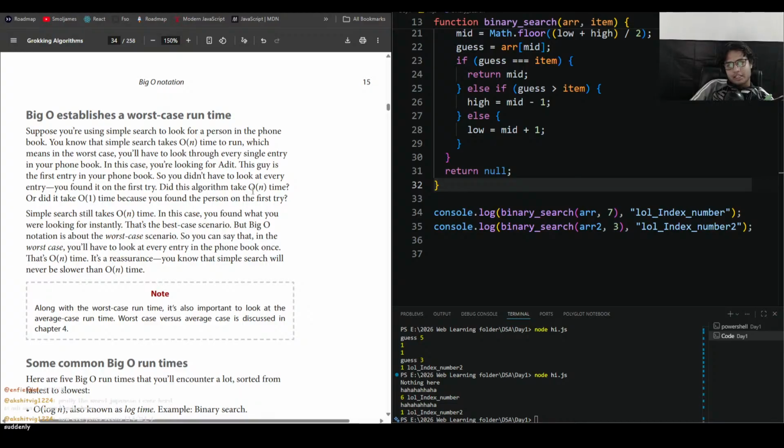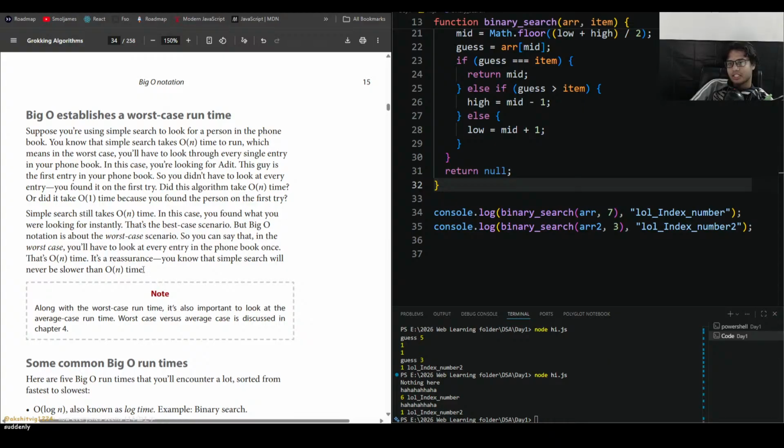Did this algorithm take O(n) time, or did it take O(1) time? Because you found the first person on the first try. Simple search takes O(n) time. In this case, you found what you were looking for instantly. That's the best case scenario, but Big O notation is about the worst case scenario, not the best. So you can say that in the worst case you'll have to look at every entry in the phone book once. That's O(n) time.